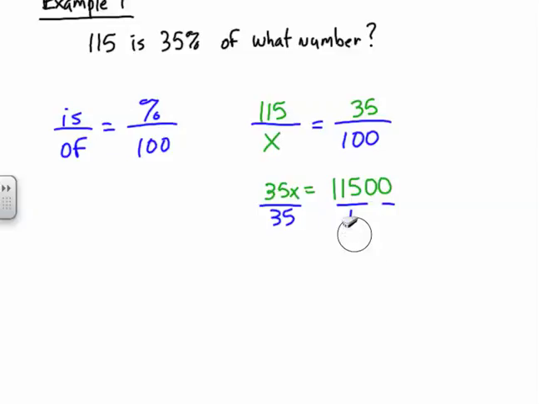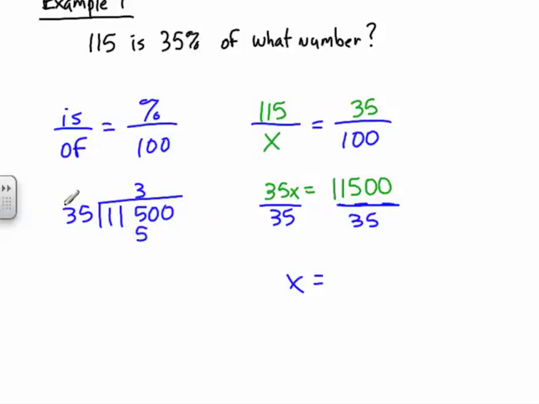let's see. We're going to divide both sides here by 35. And I'm going to get x equals something. All right. So let's do the long division. 35 into 11,500. 35 doesn't go into 1. It doesn't go into 11. It goes into 115 3 times. 3 times 5 is 15. Carry my 1. 3 times 3 is 9, and 1 is 10. Now I'm going to subtract, and I get 0, 1, and then I need to bring down my 0.